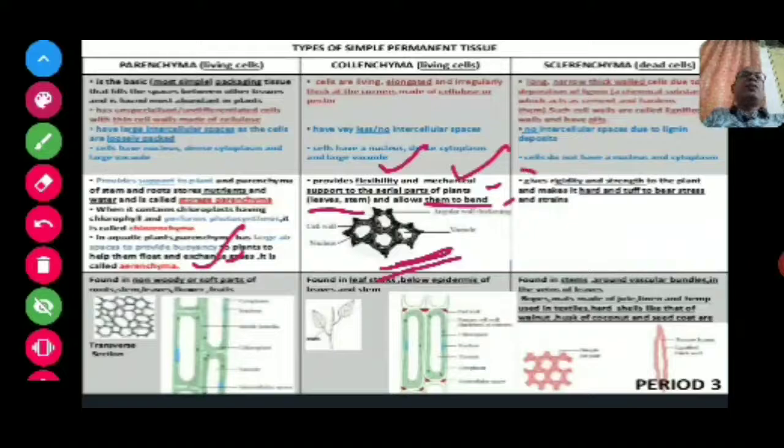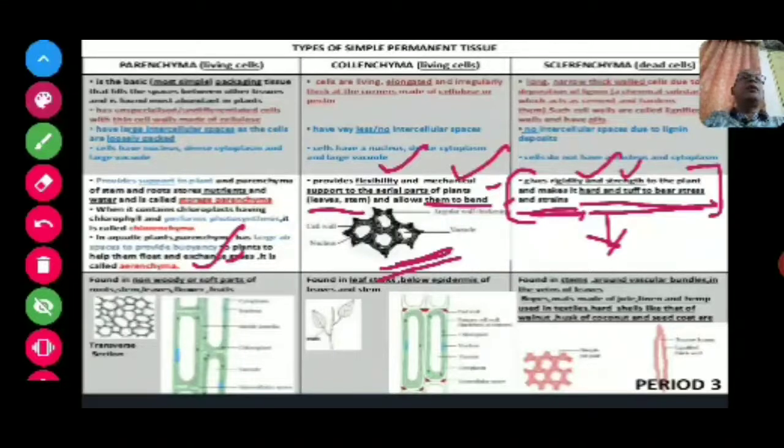Now, third one is the sclerenchyma. It gives rigidity and strength to the plant, and it makes it hard and tough to bear stress and strain. It is a brown color tissue, and it provides rigidity and strength to the plant.